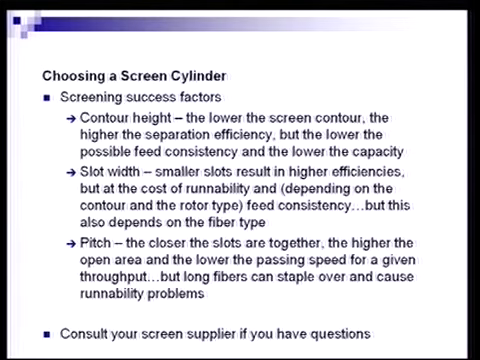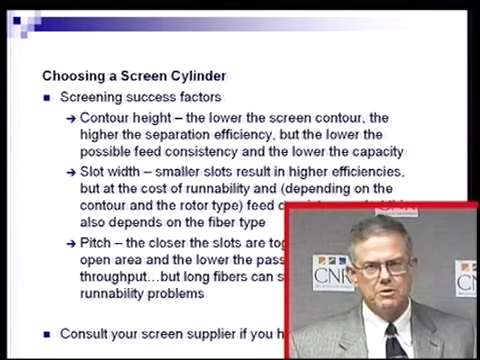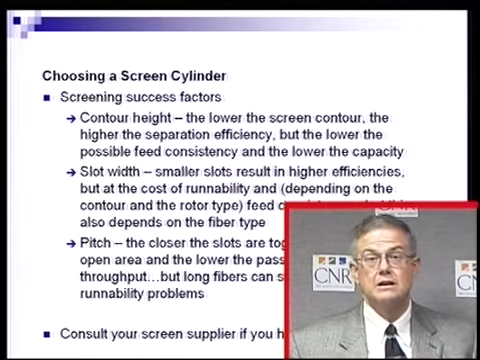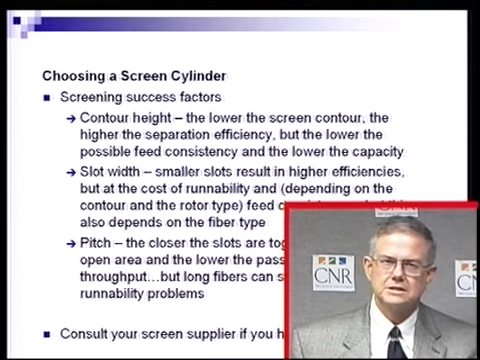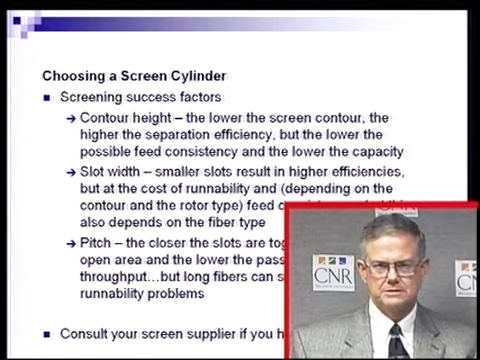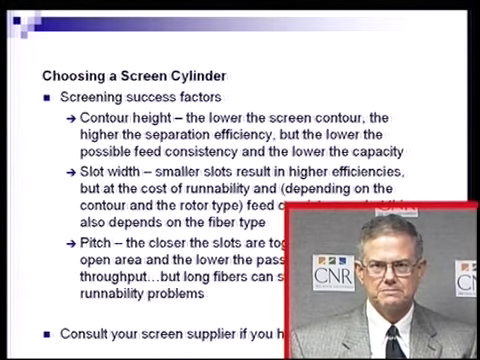pitch. The contour height is the depth of the profile. That is, if we look at the feed surface of the screen cylinder, we'll look at the depth of that profile. How big is the drop from the surface of one slot down to the surface of the other slot? Typically, the lower the screen contour, the higher the separation efficiency, but also the lower the possible feed consistency and the lower the capacity. So if I've got an existing screening system, it has a fairly low profile depth to the screen cylinder, I can get more capacity, I can get better consistency, higher consistency operation at the same passing speed if I just improve my contour depth.